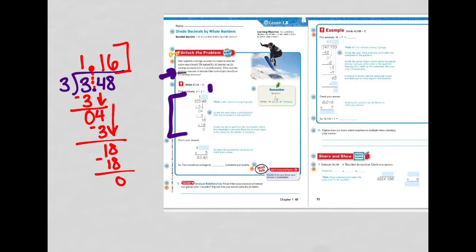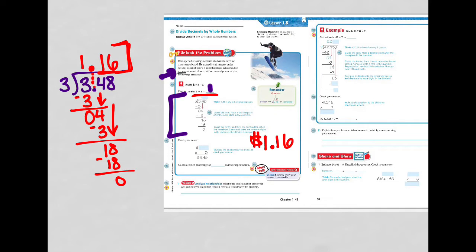Remember what we were talking about on Friday. When I have money, I should only have 2 decimal spots. So that works out. So my answer is $1.16. That's what it would be if it was divided among 3 groups, the 3.48, which is very close to our estimate of 1. So we know we did a good job. Let's go ahead and look at page 50.